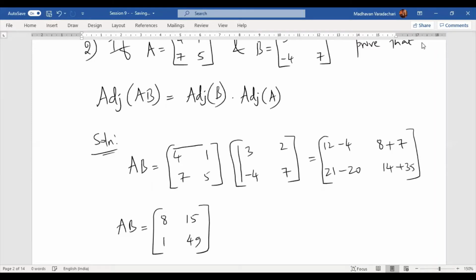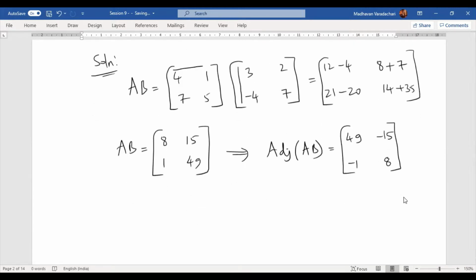Since we got AB, we can now write down the adjoint of AB. It is by interchanging the principal diagonal elements, which means here you will bring in 49, and here you will write 8. And then change the signs of the other two elements. Here it is -15, here it is -1. That is the adjoint of AB.